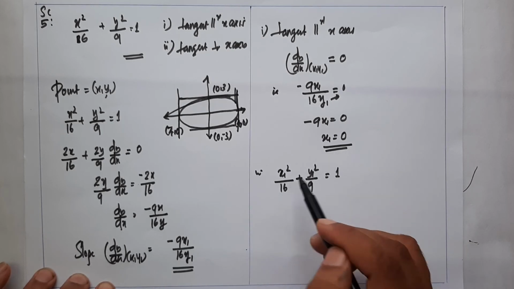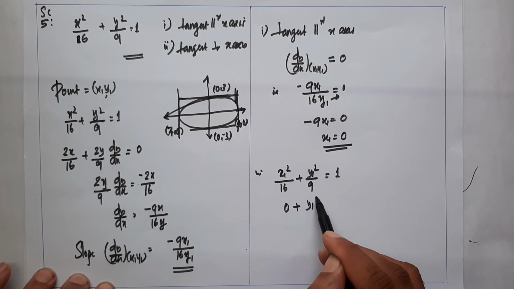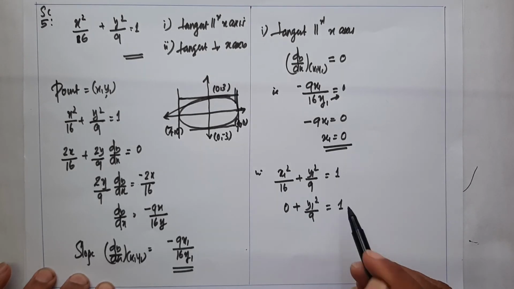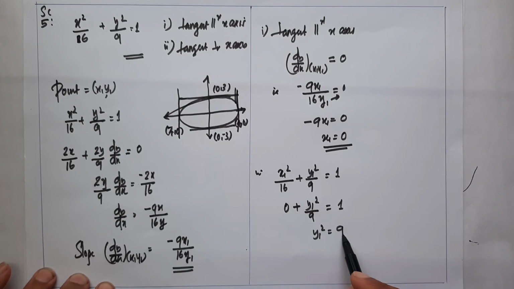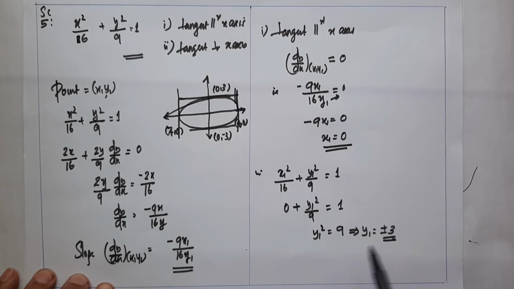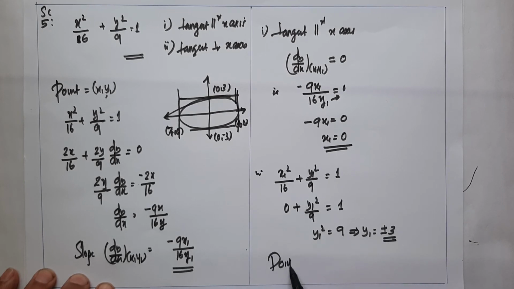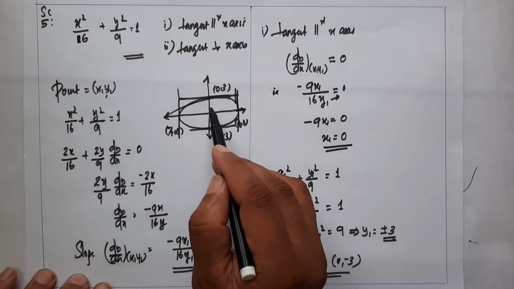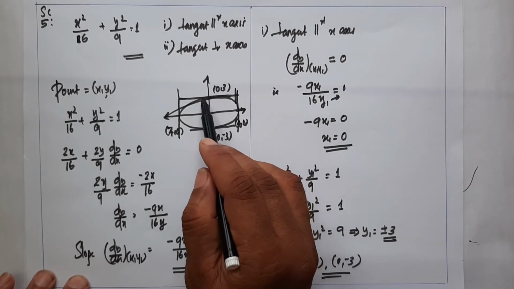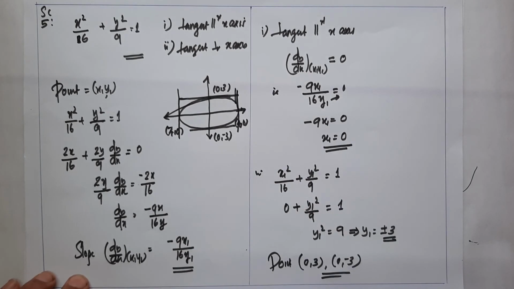Now we put x1 is equal to 0, and therefore we get 0 plus y1 square by 9 is equal to 1. So y1 square is equal to 9, that implies y1 is equal to plus or minus 3. The required points, where the tangent is parallel to the x-axis, are x1 equal to 0, y1 equal to 3, and x1 equal to 0, y1 equal to minus 3. Clearly, the tangent passes through the points 0, 3 and 0, minus 3.